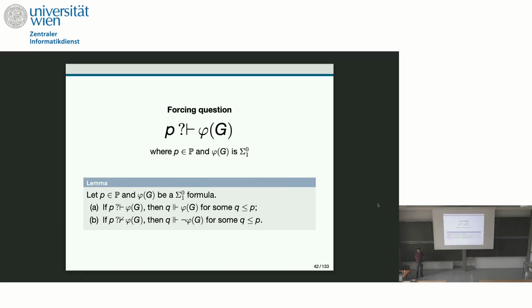And so a forcing question for a condition is a relation between a condition and a formula. Not only Sigma^0_1, it could be for arbitrary formulas, so that if it holds, then there exists an extension which forces the formula. And if it does not hold, then there exists an extension which forces the negation of the formula. It's just like a variant of the forcing relation, so that if it holds, there exists an extension which forces the formula, and if it does not hold, there exists an extension, which might be the same condition, which forces the negation.